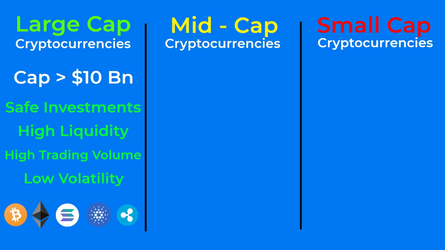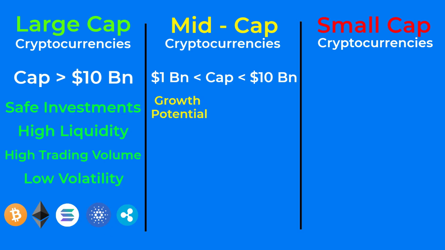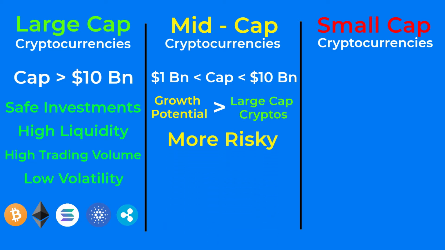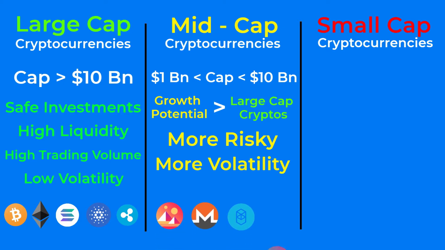Mid-cap cryptocurrencies are cryptocurrencies with a market cap between $1 billion and $10 billion. These cryptocurrencies have a higher growth potential than the large market cap currencies, but they are more risky and have more volatile prices. Examples of mid-cap cryptocurrencies include Mana, Monero, Phantom, and AVAX.